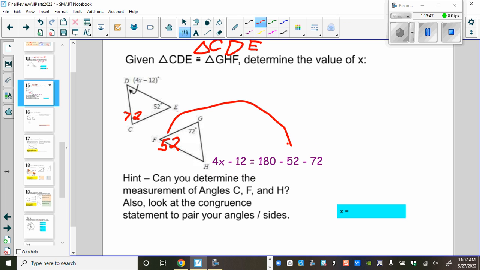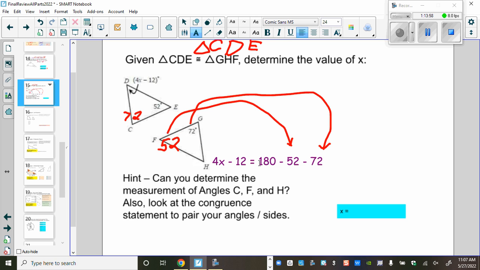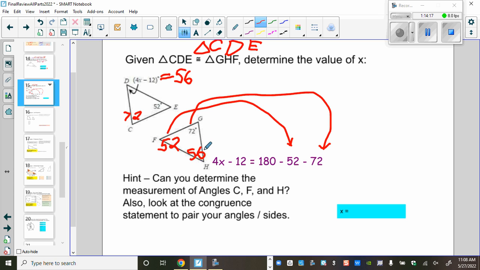So you get 120. So it's 56. That's how you get 56. So your equation would be 4x minus 12 equals 56. And now you're at a point where you can solve for x. But that's what you're going to have to do.